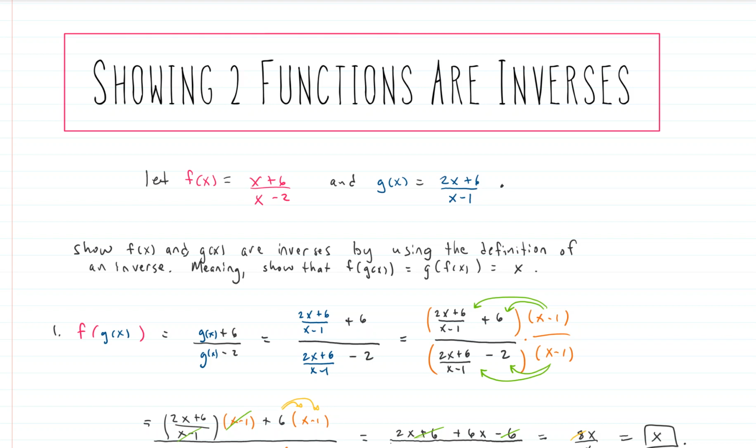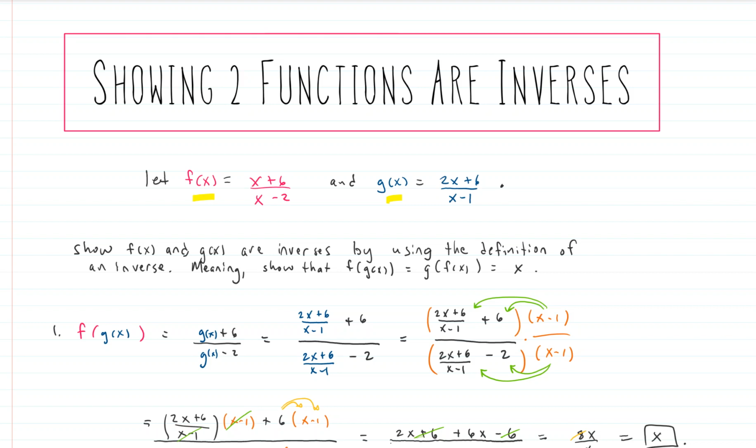Say we have two functions, f and g. F is a rational function, x plus 6 divided by x minus 2. And g is also a rational function, 2x plus 6 in the top and x minus 1 in the bottom.